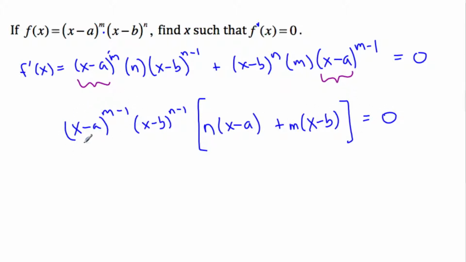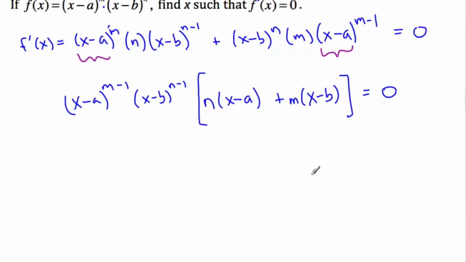If I multiply this whole piece through, I've got an x minus a to the m minus 1 plus 1. That's to the m. And then this piece is new. It goes there. And same thing, x minus b to the n minus 1 plus 1 is to the n. So it looks good to me. Alright, so right away I can see that x is equal to a and x is equal to b. If I plug in a here, plug in b here, that's two values.